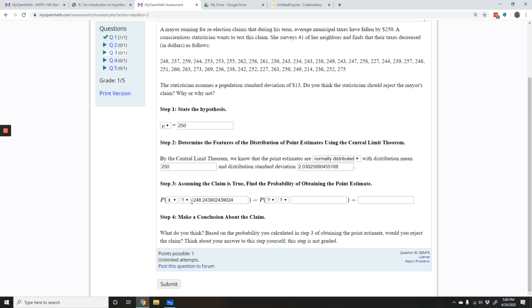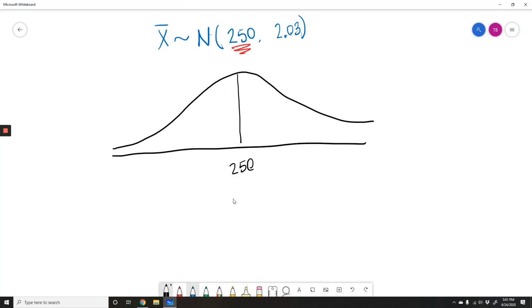But our sample mean, what we get when we actually get just a few of the people in the community, we get a sample mean of about $248. Now that's less than 250. That's over here somewhere. $248 and 24 cents. So we want to find the probability that we are more extreme than this sample mean. That's what our goal is, right?